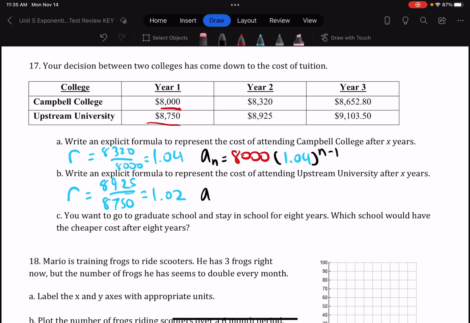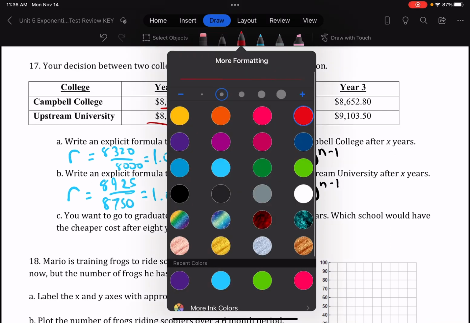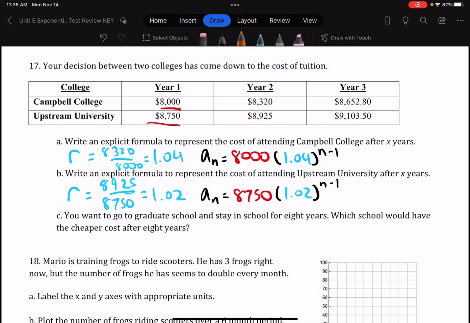So the explicit formula for Upstream University is going to be $8,750 times 1.02 to the n minus 1 value. But you want to graduate college and stay in school for 8 years. We need to figure out which one's going to have the cheaper cost after 8 years. So let's use orange for our Campbell College.